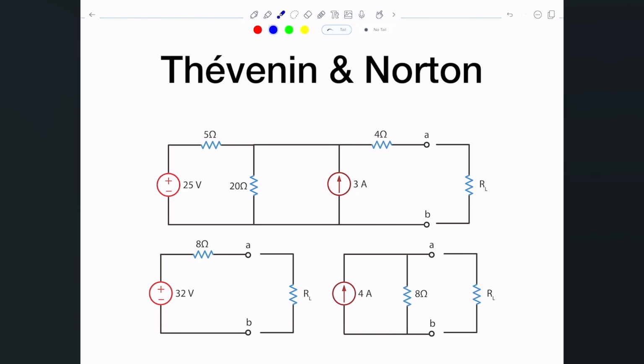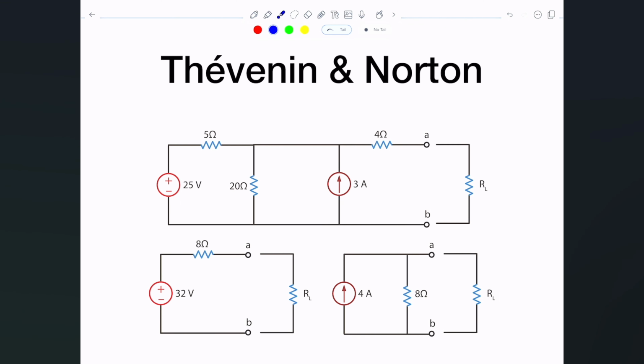Thevenin's theorem tells me that you can replace a complicated circuit by a simple voltage source connected in series with a resistor. And Norton tells me similarly that you can replace that circuit with a current source in parallel with a resistor. In this video, I want to focus on the procedure of finding these equivalencies.